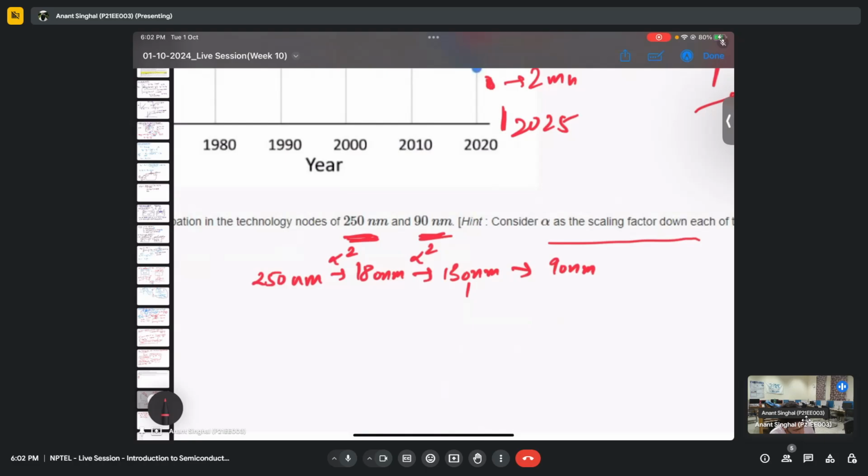So you see, we are consuming more and more power just to have a very good and better device, but we are not worried about that. We just want our device to work better and it should consume less and less area.